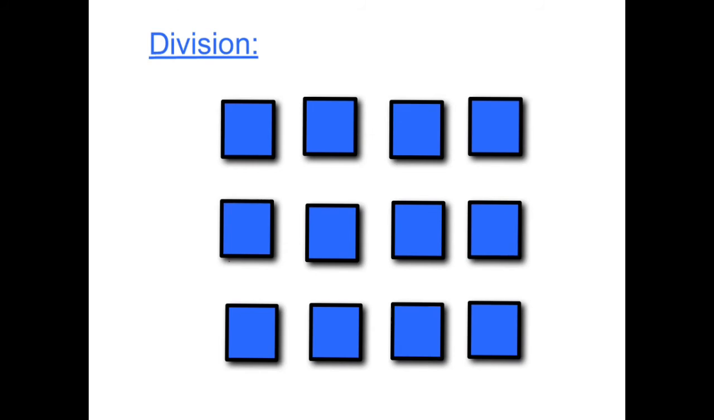And finally, our 4th basic operation is division. So you can see again, we've started with some blue boxes, and we have 12 blue boxes to start. So let's label the blue as 12. Now some of you may notice this looks a lot like multiplication. We have 4 boxes in each row, and we have 3 rows. And now this makes a lot of sense if you think about the fact that division and multiplication are opposites.